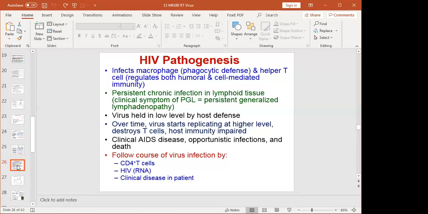The way we follow the course of HIV virus infection is by counting the number of CD4 positive T cells, which are not only a critical player in cell-mediated and humoral immune response, but also these are the hosts of the virus. We do PCR to measure HIV mRNA load in the patient's serum, and will look at the clinical signs and symptoms of the disease in patients.